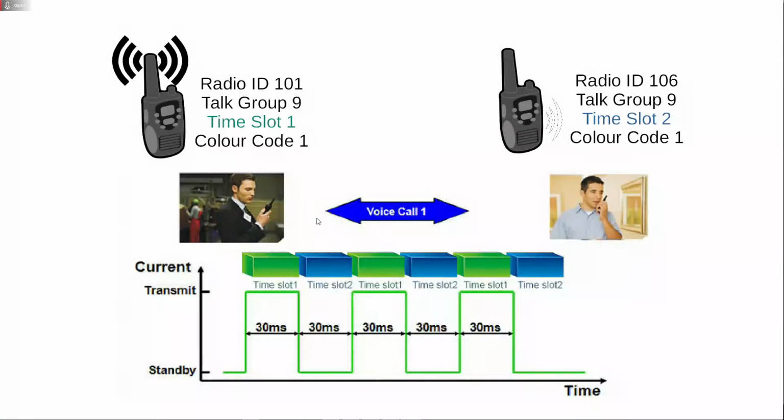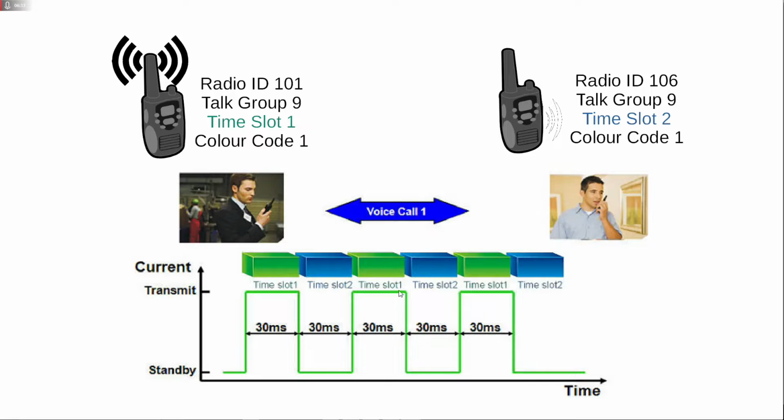It's just to explain that in DMR, the radios only transmit 50% of the time and then leave a gap. So this diagram here, which is lifted from the Hytera website, shows that this radio here in green would transmit for 30 milliseconds and then pause, allowing this radio here on time slot 2 to transmit during the other 30 milliseconds. And then this radio would transmit again. If you're listening to this on an analog radio, you hear something that sounds like a machine gun.